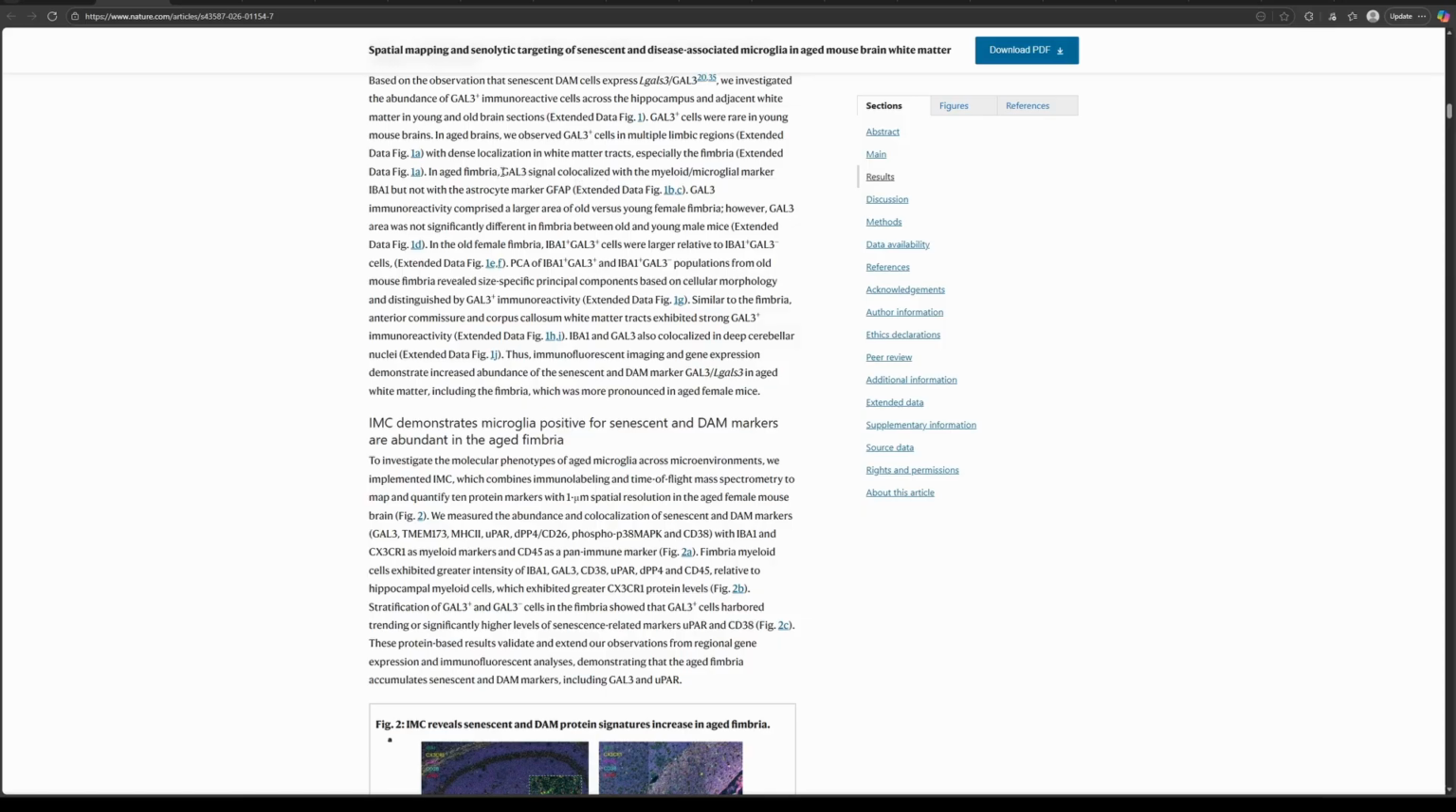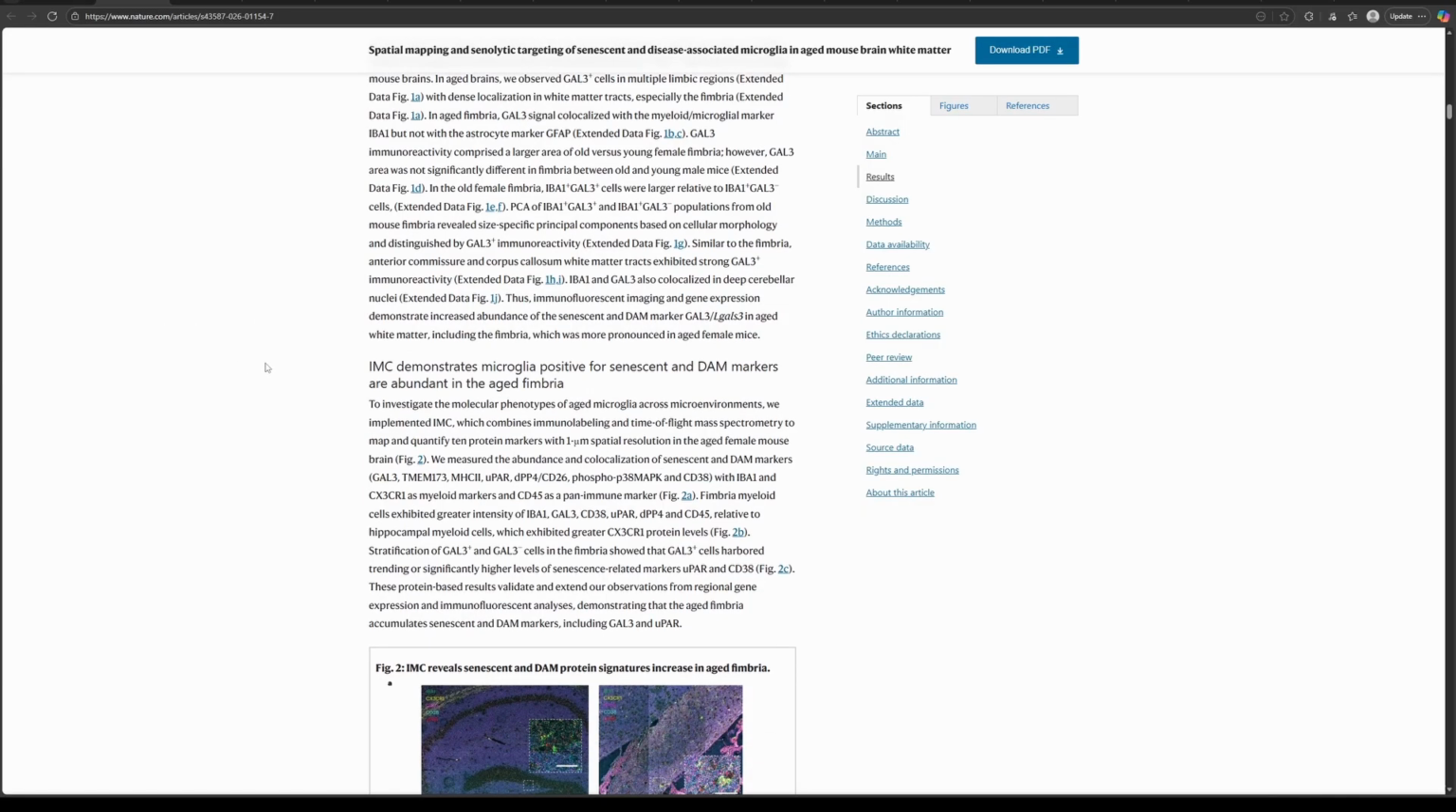So they found Gal3 with microscopy to be in the same cells that had the myeloid slash microglial marker, but not with the astrocyte marker, which says that this microglial cell is usually in the same place as this Gal3 protein which is being expressed, which leads us to believe further that the microglia are the ones producing the Gal3, which is inflammatory.